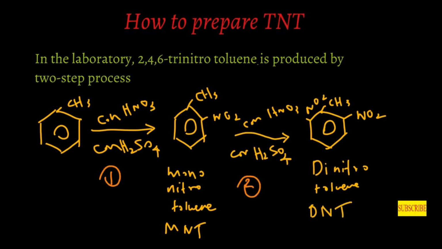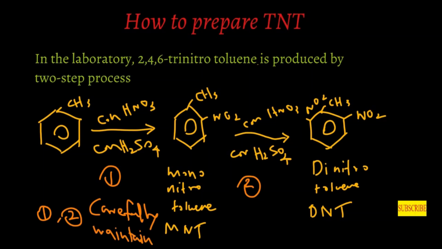Also, in this first step and second step, we need to cool down the temperature and maintain the temperature very carefully, because these two reactions are exothermic reactions. In the first and second steps of this mechanism, we need to carefully cool down the temperature. Now we need to make DNT.